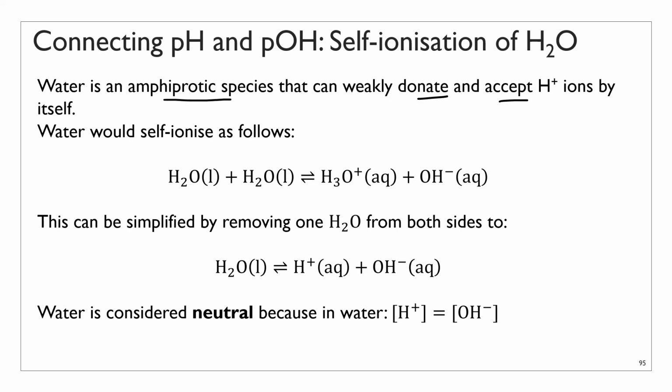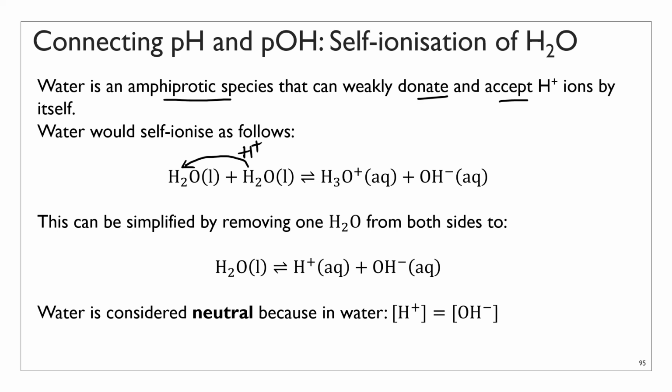If you have two water molecules, one of them can give a proton, or a hydrogen ion, to the other. So one of them gives the hydrogen ion to the other, and a hydronium ion and a hydroxide ion are formed as a result. If you simplify the process, H2O can self-ionize into hydrogen ions and hydroxide ions.